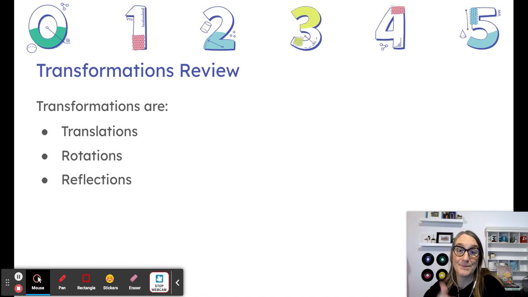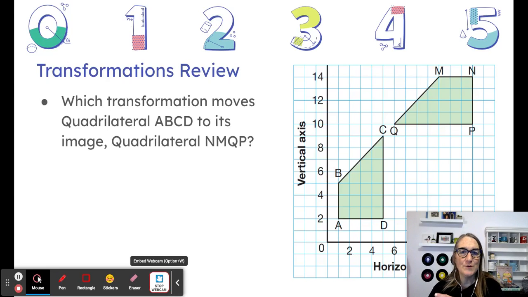Got it? Good. Which transformation is going to move that quadrilateral ABCD to its image, NMPQ? If you like, you can pause the video for a minute and think about it, try and visualize it in your head, and decide what kind of transformation it might be. Did you get it? What answer did you get? Did you choose reflection? If you did, give yourself a pat on the back because you got it right.